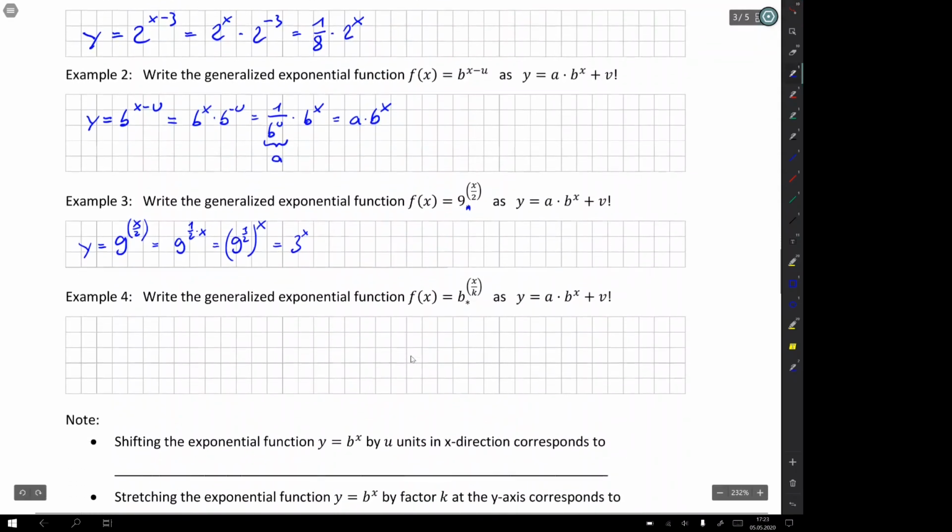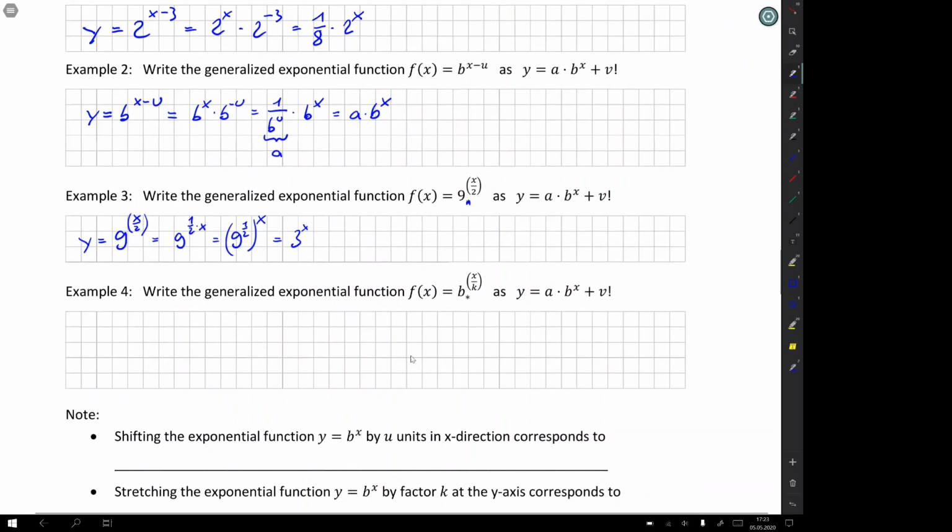In example 4, let us look at something similar to example 3, just more generalized. So we have some function f of x with some b star to the power of x divided by k. And again, try to rewrite it so that we get it in this form. Stop the film, and here comes the result.